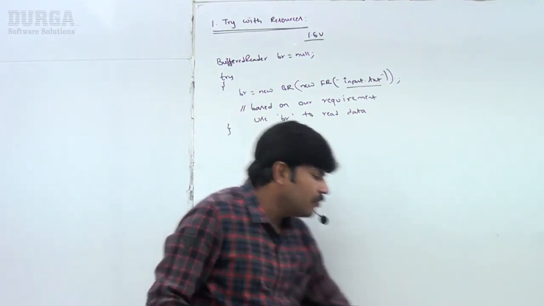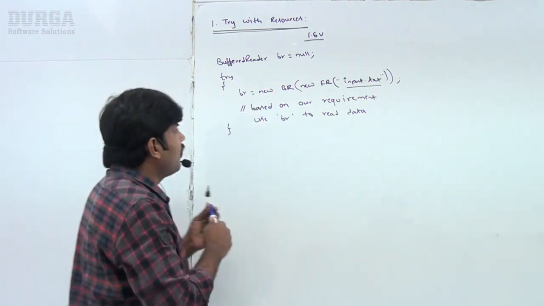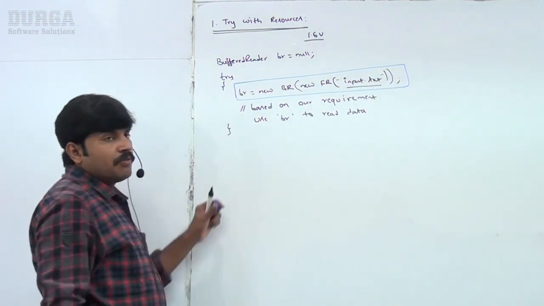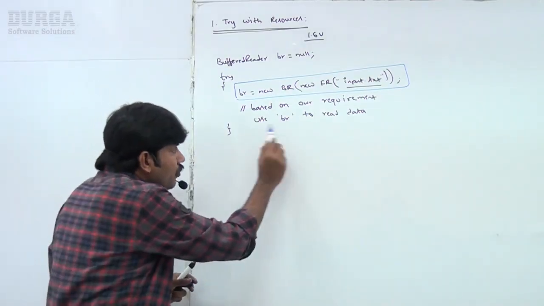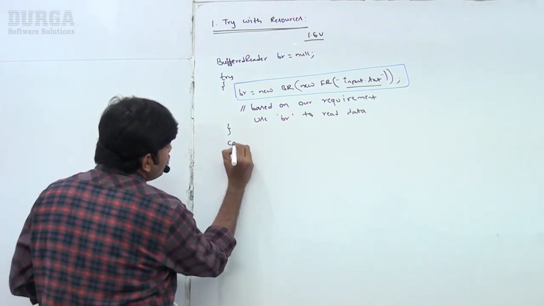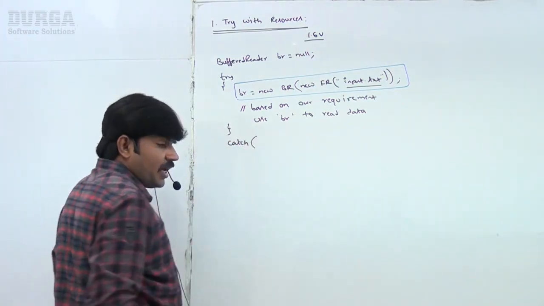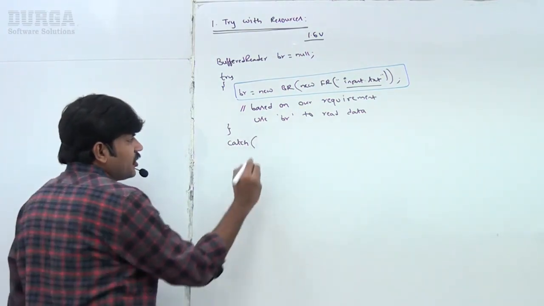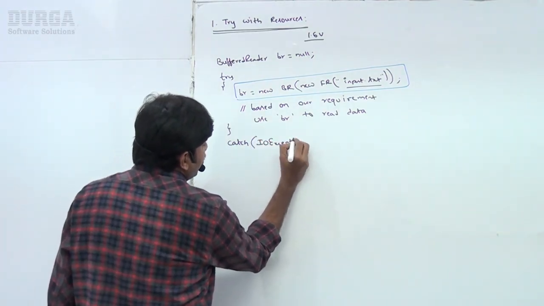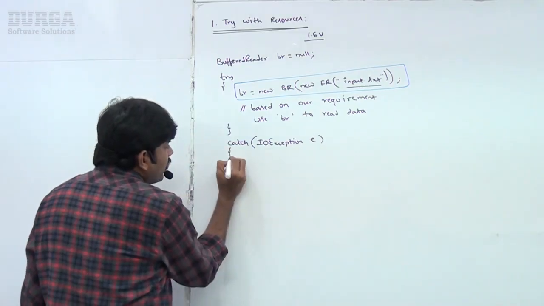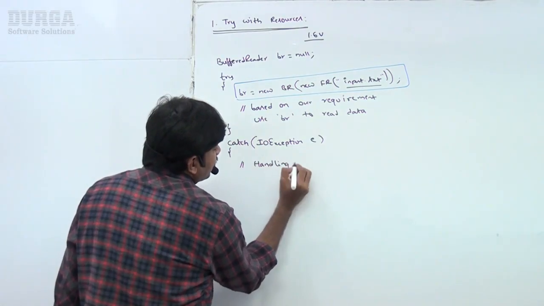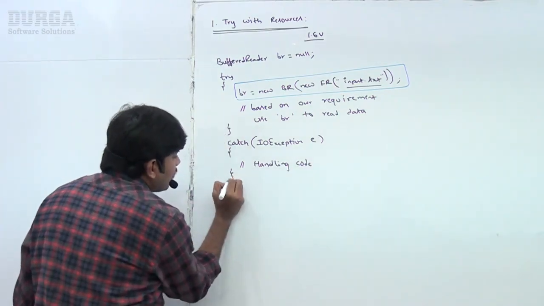What is br? br means the BufferedReader resource I created. I open the BufferedReader resource based on our requirement, and use br to read the data. Now, any IOException may come, since mostly we are performing IO operations. Here I'm taking the corresponding handling code.